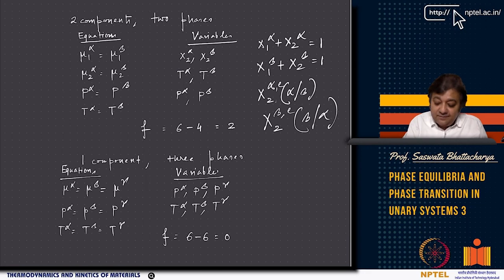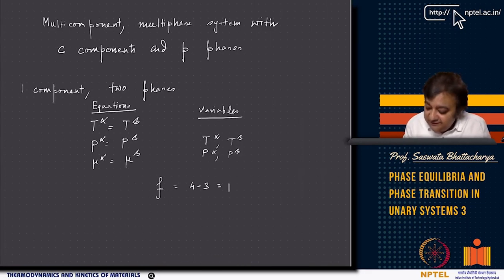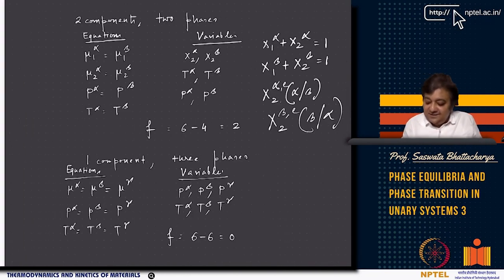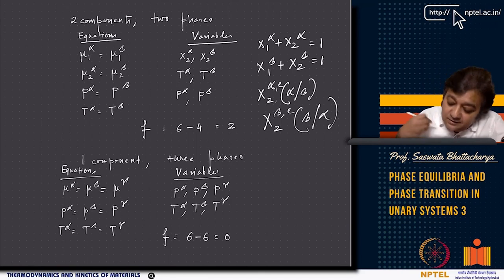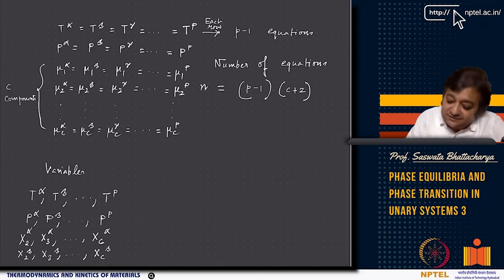Similarly, when I take one component, two phases, I have a degree of freedom 1. 1 means basically a one-dimensional curve, which is a line, the phase boundary, which has two phase coexistence. Now, look at a more generalized description where you have P phases and C components.